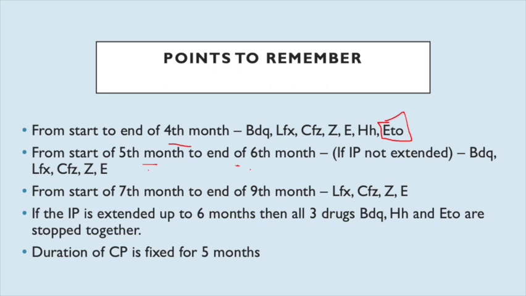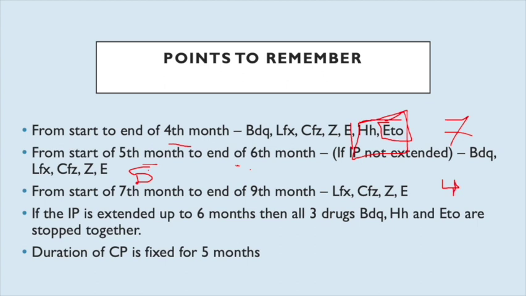1, 2, 3, 4, 5. These drugs remain, and INH and ethionamide are dropped out. So let me say it again. First 4 months, all these agents, 1, 2, 3, 4, 5, 6 and 7 drugs. From the 5th till the end of the 6th month, we have 1, 2, 3, 4 and 5 drugs, and from the 7th till the 9th month we have 4 drugs. So it's 7, 5 and 4.